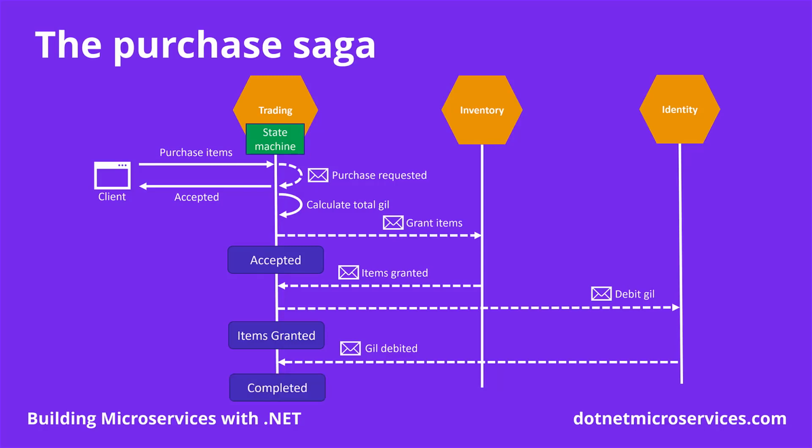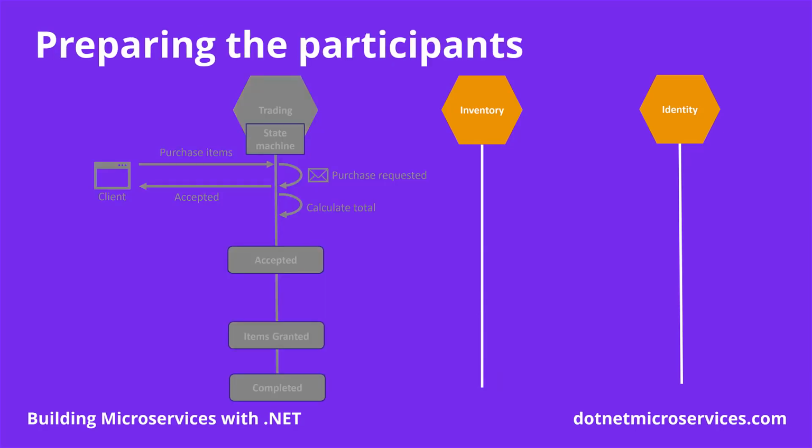There are of course some error scenarios to account for here, but we will take a look at those in a future module. Now, there are quite a few things to build to enable this purchase saga, but in this module we will focus on the commands and events that our existing microservices need to expose so that later on the purchase state machine can take advantage of them.